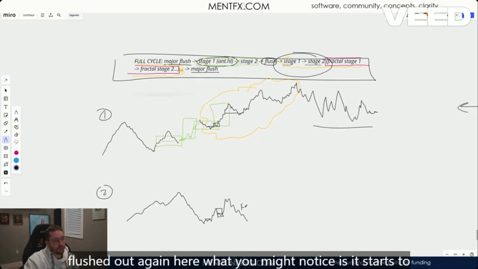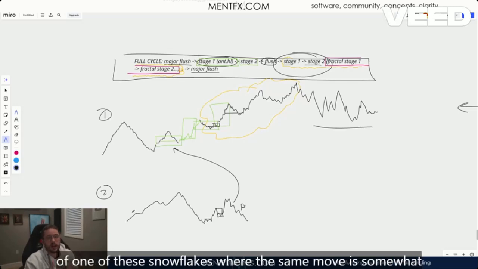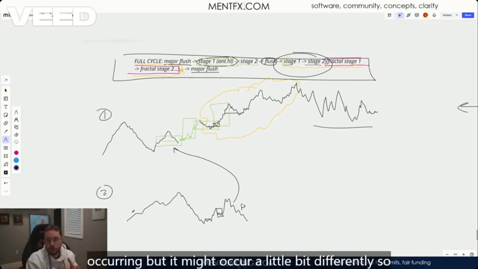If price had flushed out again here, what you might notice is it starts to deliver an aspect of what's here, right? So that's just an example of one of these snowflakes where the same move is somewhat occurring, but it might occur a little bit differently.